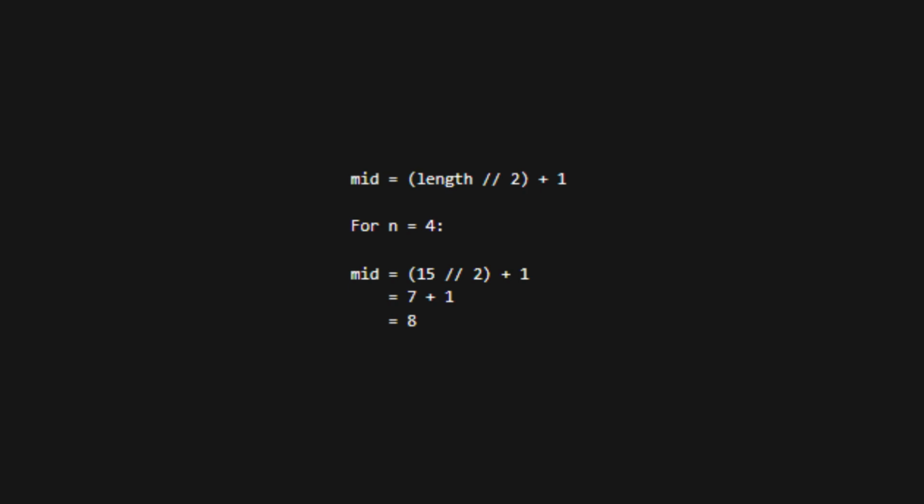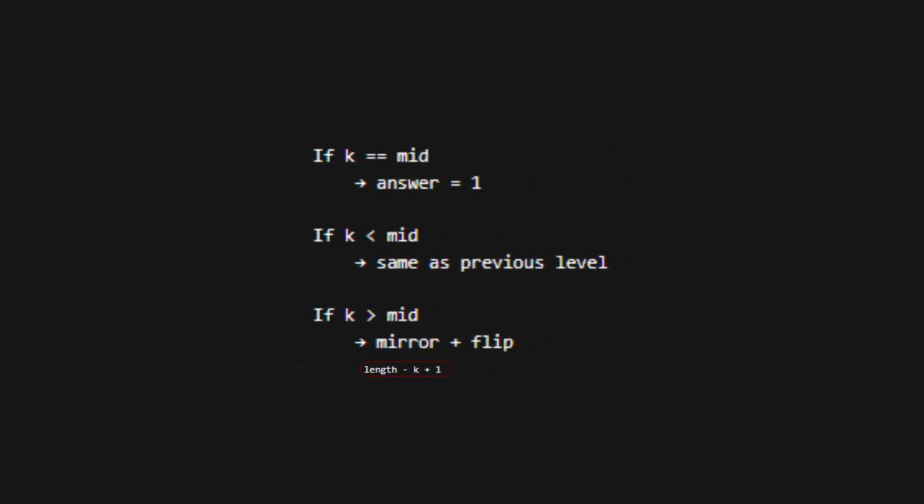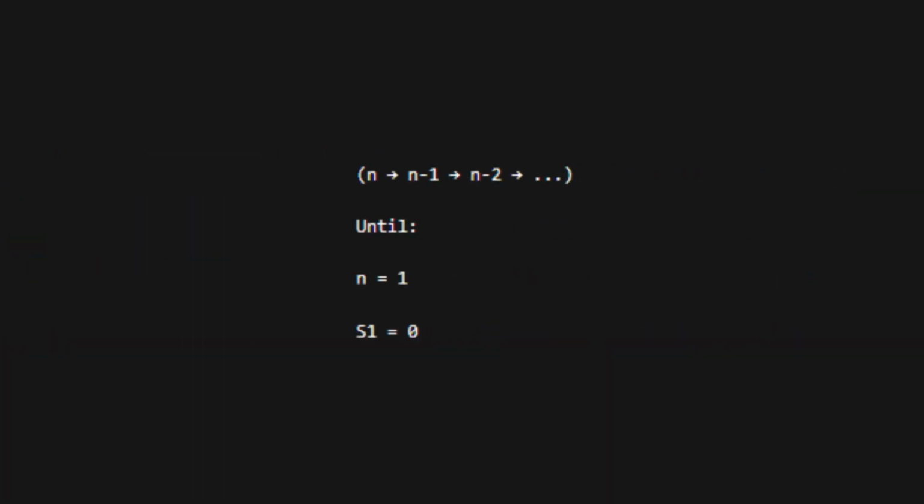That middle character is always 1. So, simple हो जाता है. If k equals the middle, answer is 1. If k is on the left, left is exactly the same as the previous level. If k is on the right, वो mirror होता है left side का. And that mirror position is given by length minus k plus 1. Whatever sits at that mirrored spot is just the previous level. We flip it because right side is always inverted. This keeps going until we reach level 1, which is just 0.